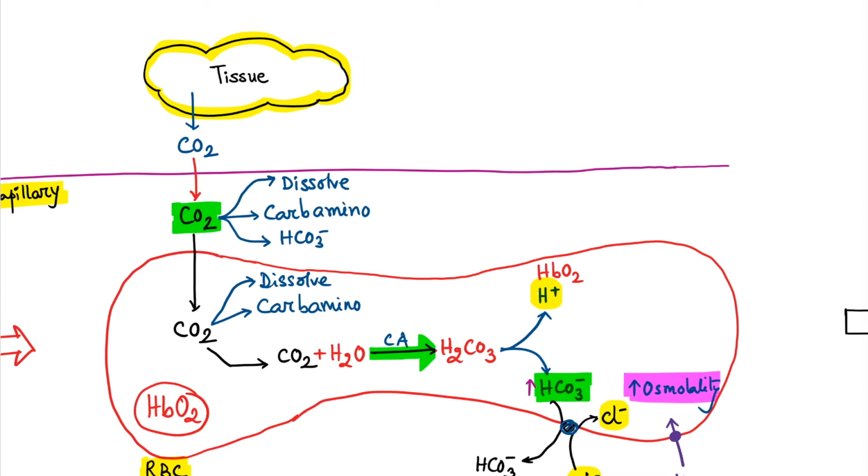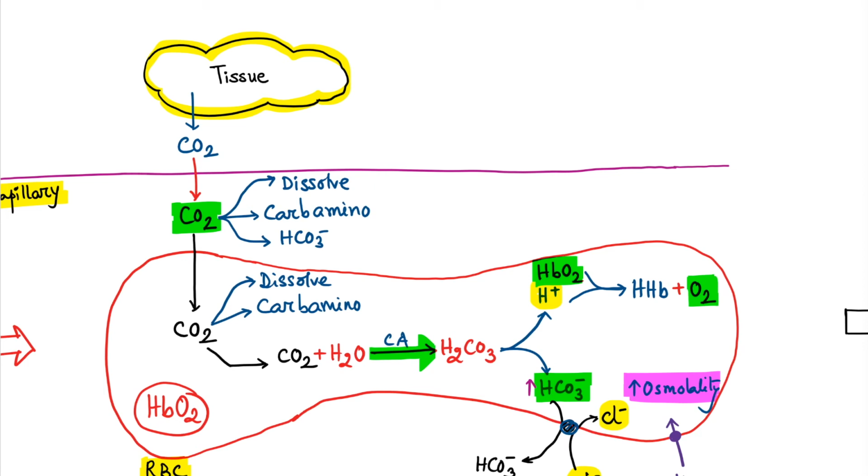As a result, what happens? So H plus ion reacting with the oxygenated hemoglobin will lead to formation of deoxygenated hemoglobin and release of oxygen from hemoglobin. So please remember this, that H plus ion is accepted by hemoglobin. That means it is acting as an acid-base buffer. But what is the end result? The end result is that there is release of oxygen from hemoglobin.